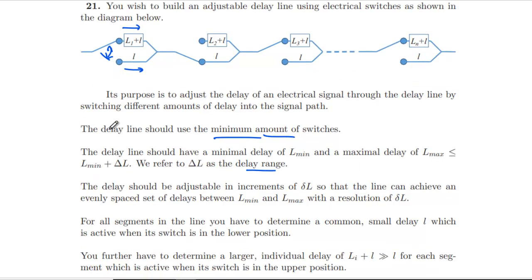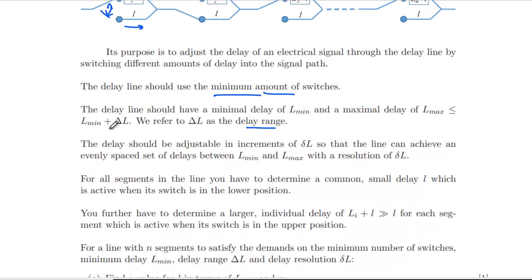Delay should be adjustable in increments of dL so that the line can achieve an evenly spaced set of delays between L min and L max. Right, so we've got our L min, our L max, and then all of these need to be equally spaced all the way through with resolution between each one of this delta L. For all segments in the line, you have to determine a common small delay L, which is active when the switch is in the lower position.